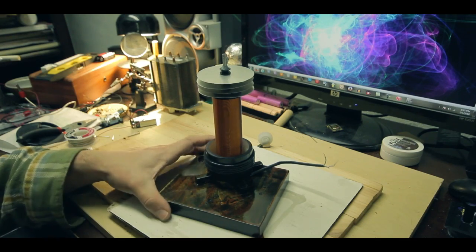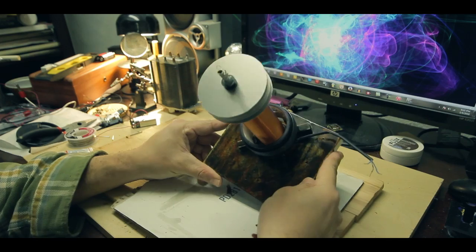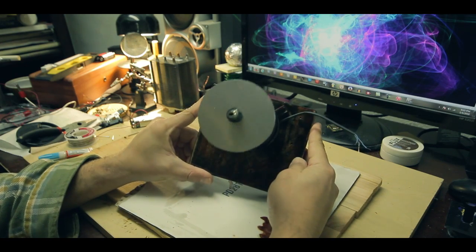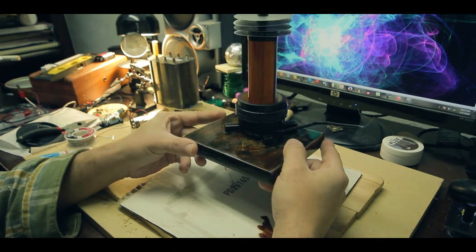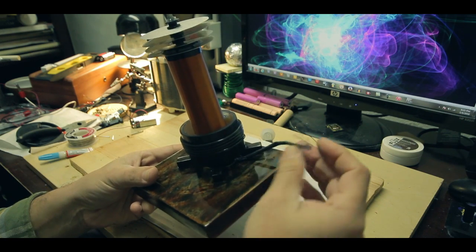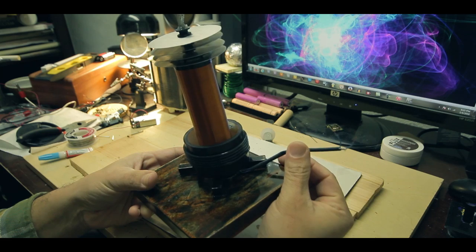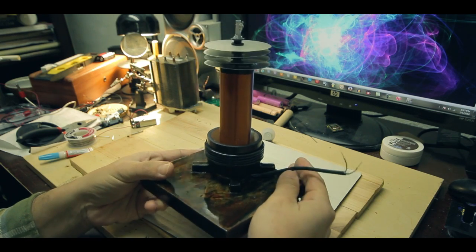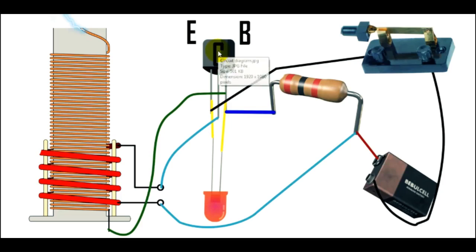Now that everything is complete and I've stained my wood and have glued the secondary and primary and top load together, I've made my leads coming off look nice. That's some heat shrink tubing there. And so we're ready to wire it up and test it out.